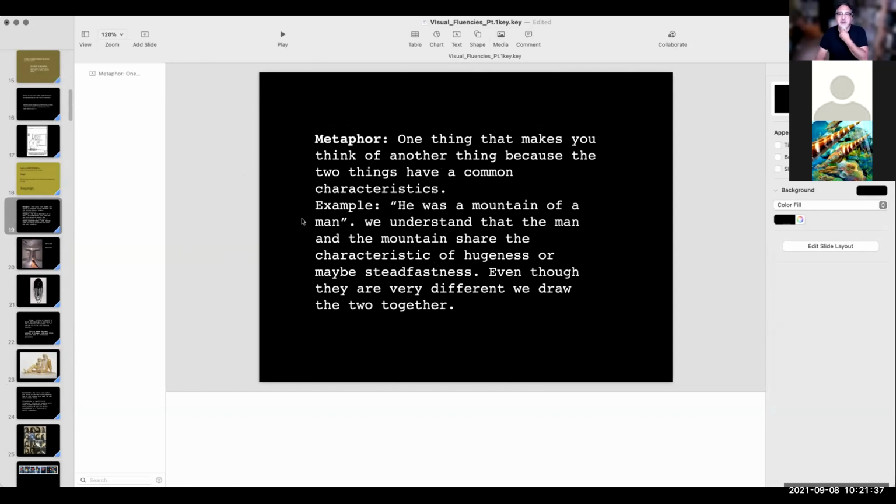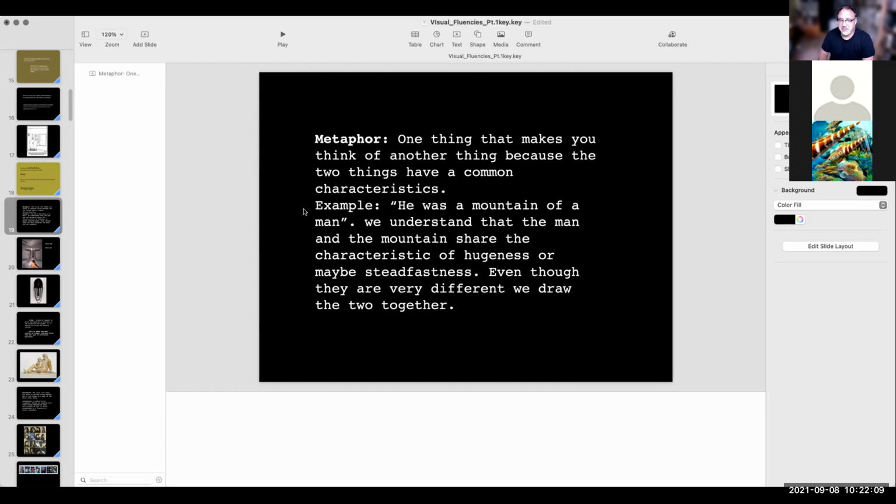A metaphor is one thing that makes you think of another thing because they have common characteristics. This is one of the first conventions of language, and also a visual convention that we'll use to understand how images work. So if I say something like, he was a mountain of a man, we know that doesn't mean this person was a mountain, but that they probably have characteristics akin to mountainess or mountainhood, whatever you want to call it.